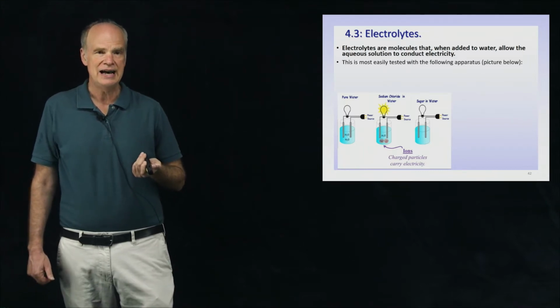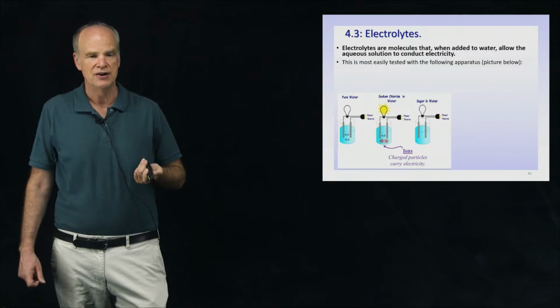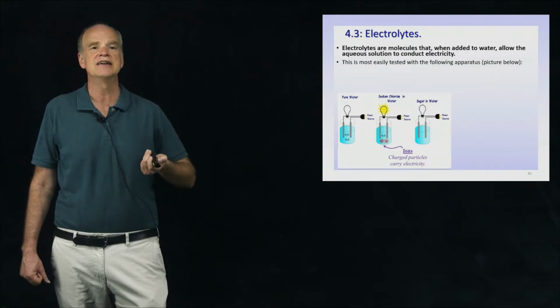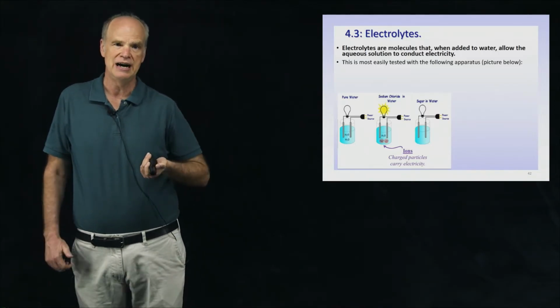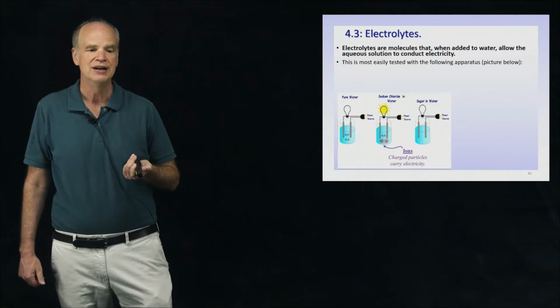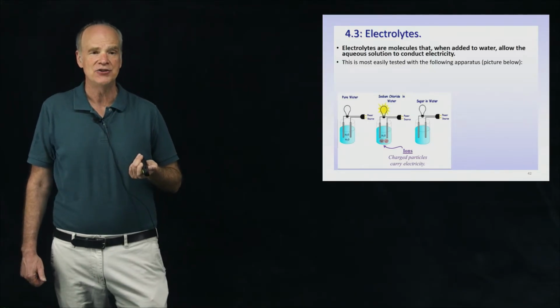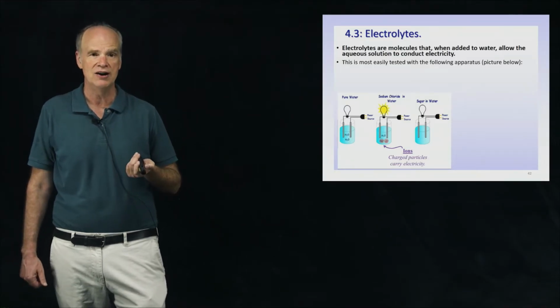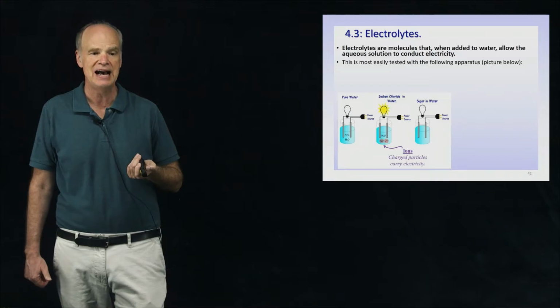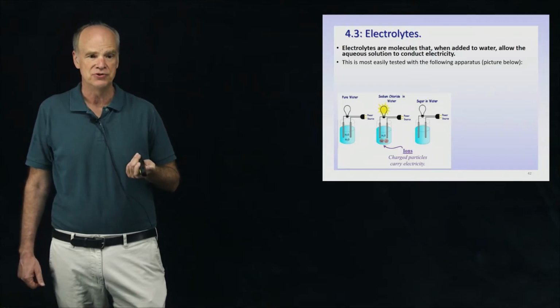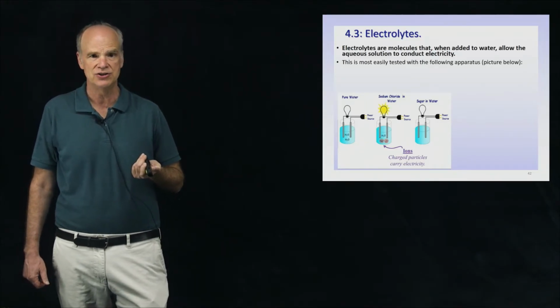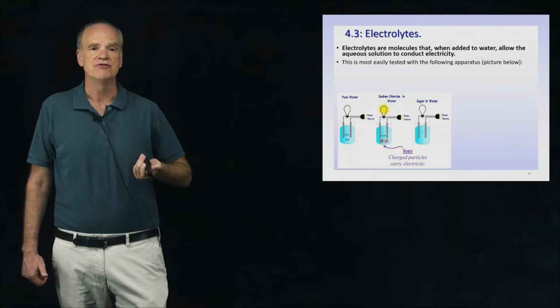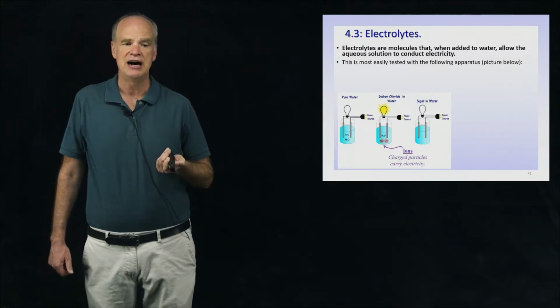Now, look at the center beaker. There we have pure water again, but this time we've added sodium chloride into the water. These positive and negative ions, when added to the water, make the water conductive. When the water is conductive, that means electricity can pass through the water. That completes the circuit between the electrodes, and then electricity flows through the lamp and turns it on.